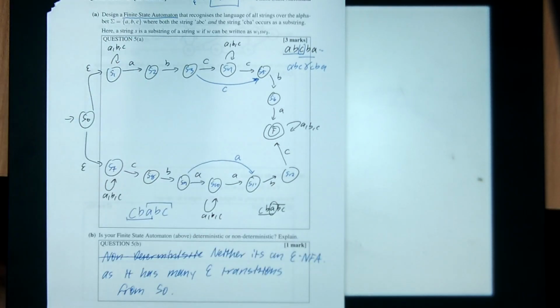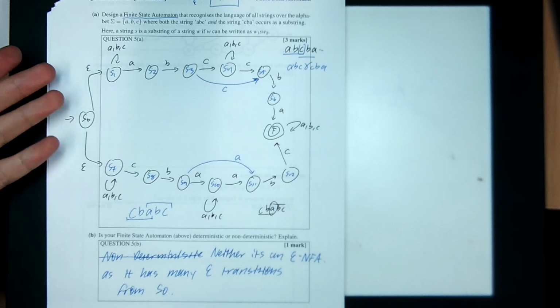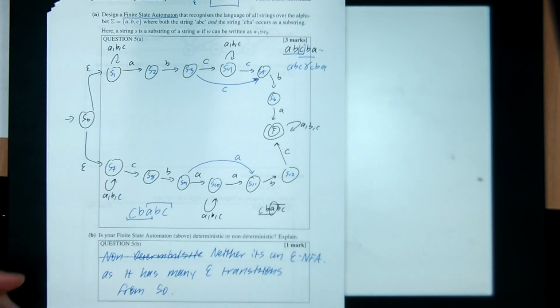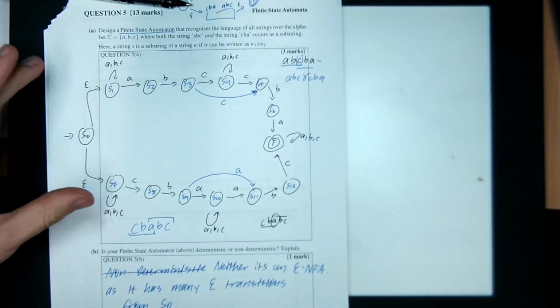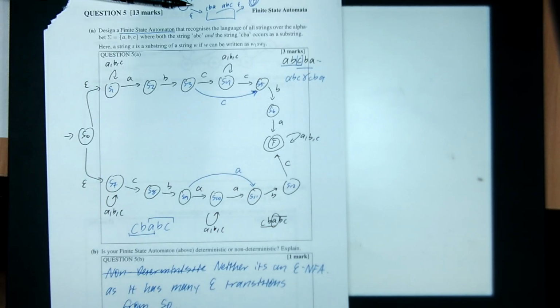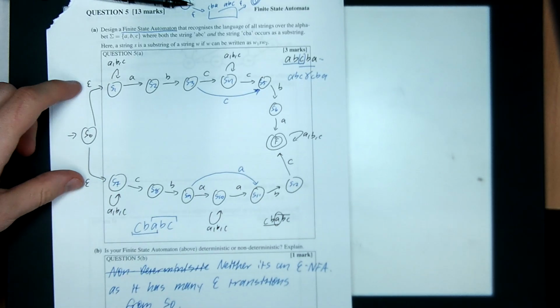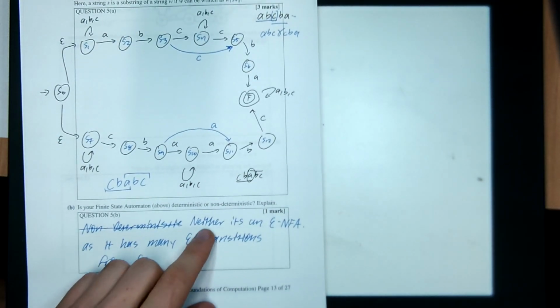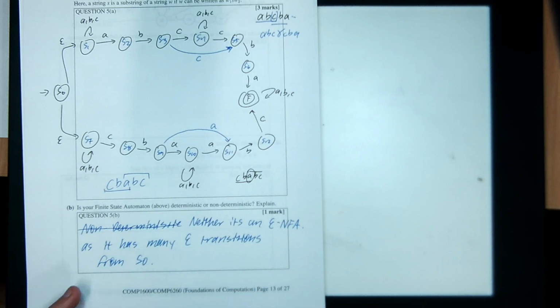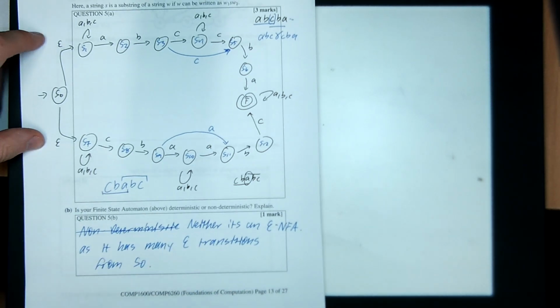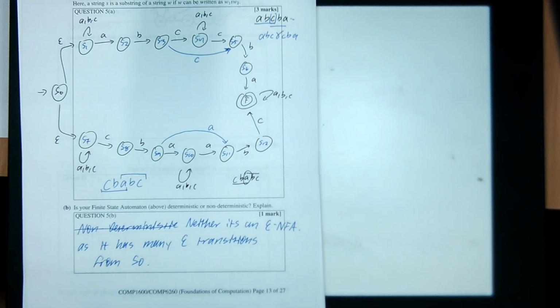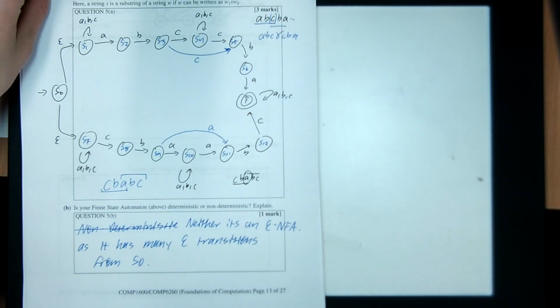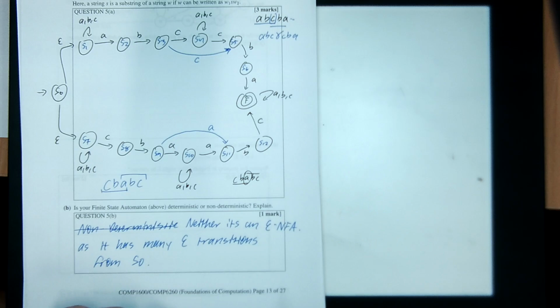Cool. Question B. Is your finite state automaton deterministic or non-deterministic? I guess it has non-determinism because I can do the epsilon transition, but strictly speaking, this is not a non-deterministic finite automaton because it's got epsilon transitions. This is an epsilon NFA. So I guess the technically correct answer would be neither. It's an epsilon NFA as it has epsilon transitions from S0, right? So that makes it not a DFA and not an NFA. Okay, cool. Let's move on.